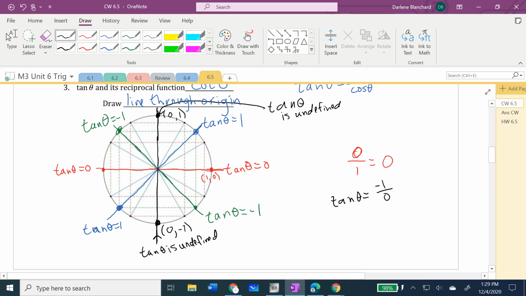Now, before I erase this, I want you to step back a little bit. And I'm going to keep telling you this. With tangent being sine over cosine, which is y over x, and I'm dealing with a line that goes through 0, 0, tangent theta and the slope of that line are identical. So look at the 4 lines. This blue one, that is a slope of 1. This green one is a slope of negative 1. This red line is a slope of 0. And this black line is where slope is undefined.